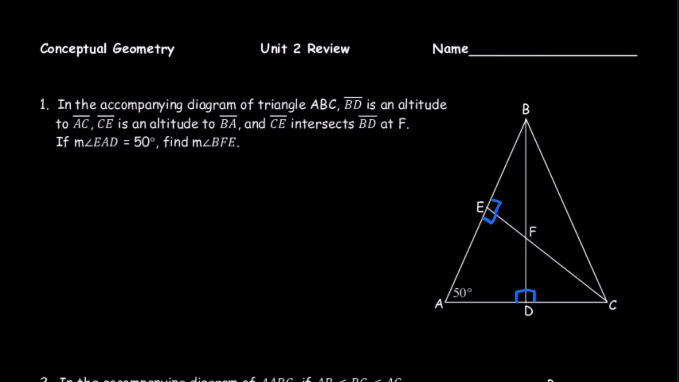And then it says CE intersects BD at F. If the measure of angle EAD is 50, EAD, so they've already got that labeled as 50. Find the measure of angle BFE. So I need to find this one. Well, what I'm going to do first here is isolate a couple different triangles. The first triangle I'm going to isolate is going to be this red one.